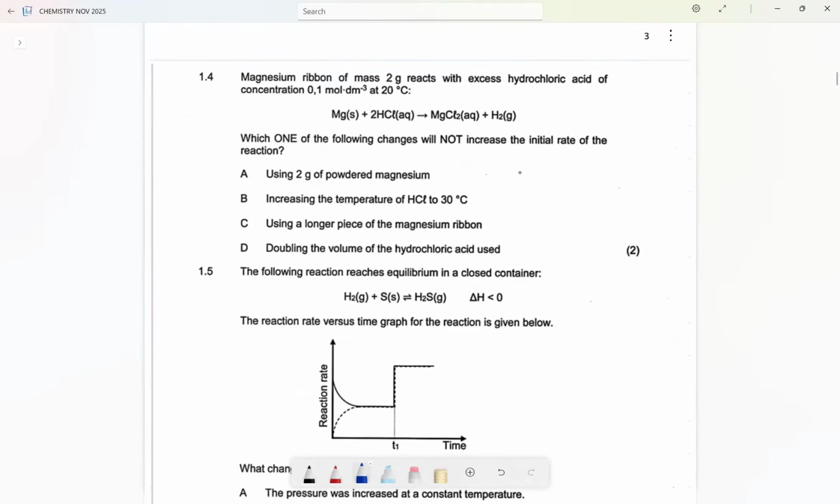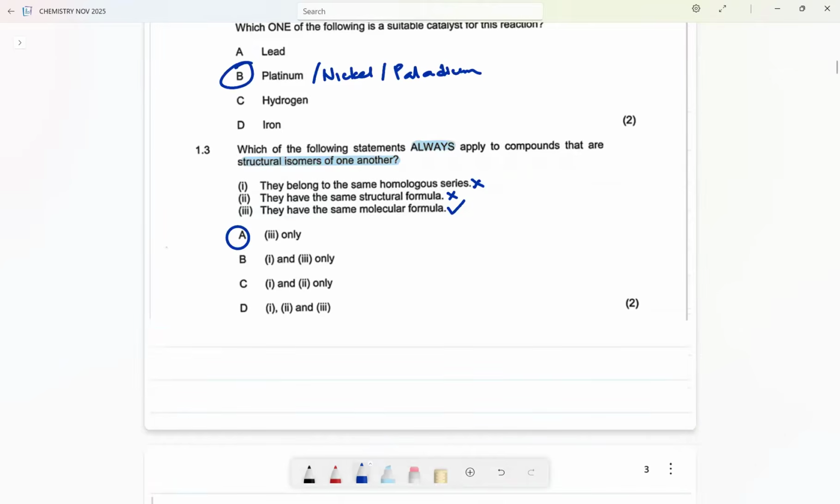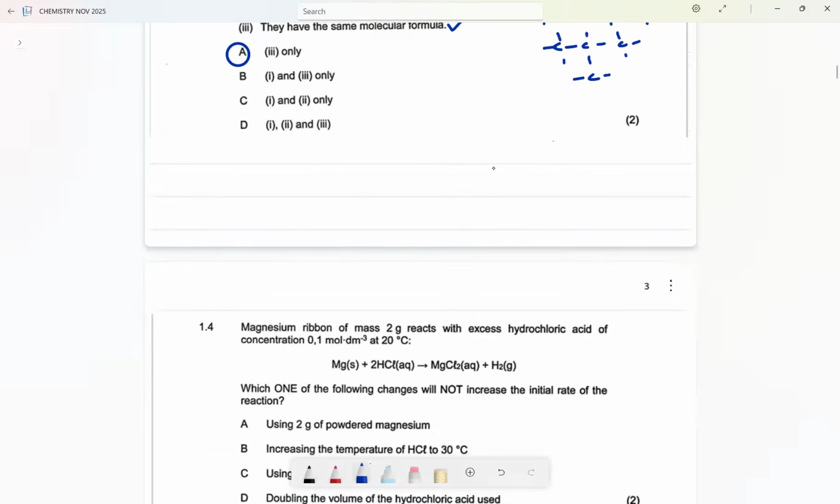By the way, the reason we say they do not necessarily have the same structural formula is that one can have a branch and the other can be a straight chain like that. Can you see? The structure is not the same, but they are still isomers of each other.